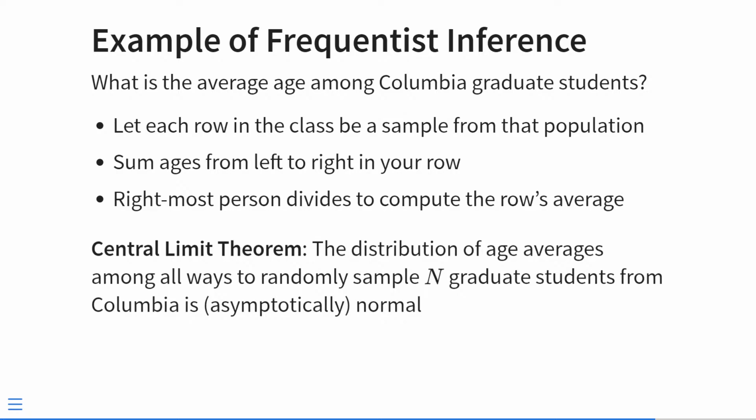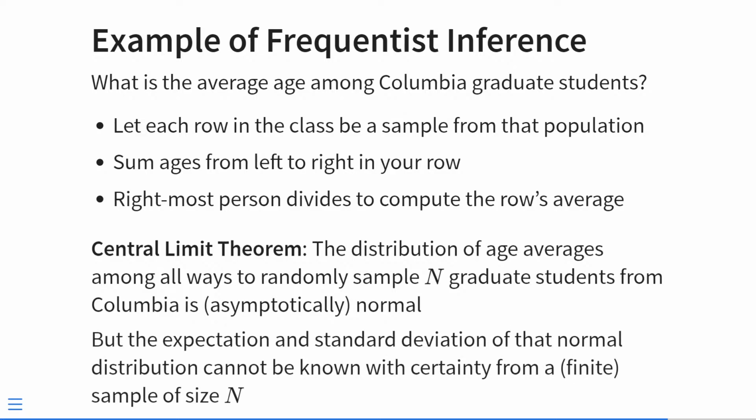So we could get like 4 or 5 different estimates if each row is a sample, and the central limit theorem assures us for large N, which we might be a little bit too small to be large N, but if we had larger N, the distribution of averages is normal, and the center of that distribution is the true population average. But we don't know what the true population average is, nor do we know what the true standard deviation of the population is, so the standard deviation of ages in our population. And that can't be known with certainty from any finite amount of data.